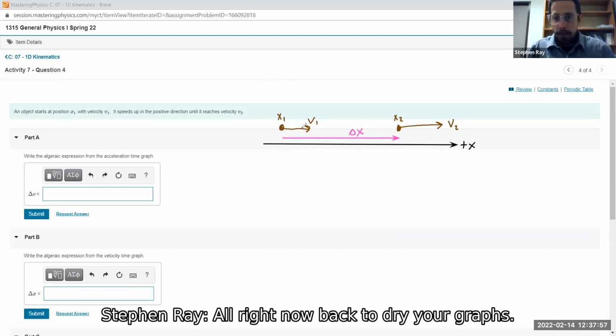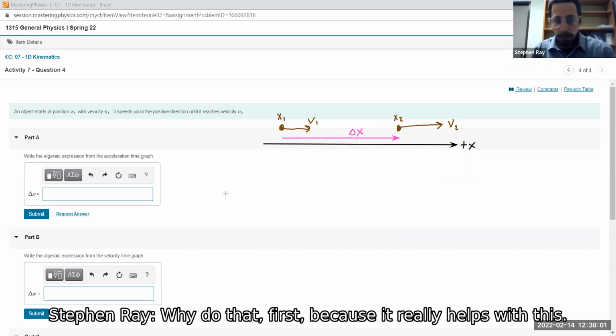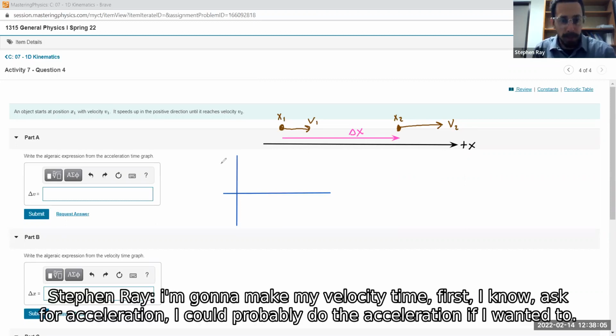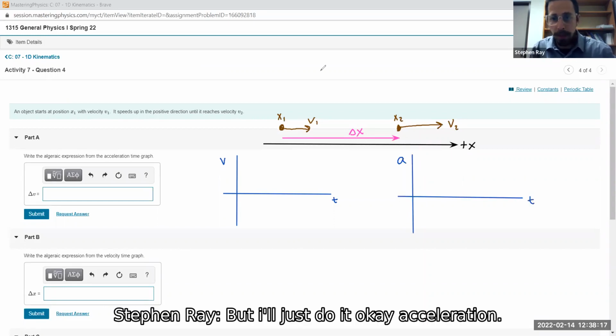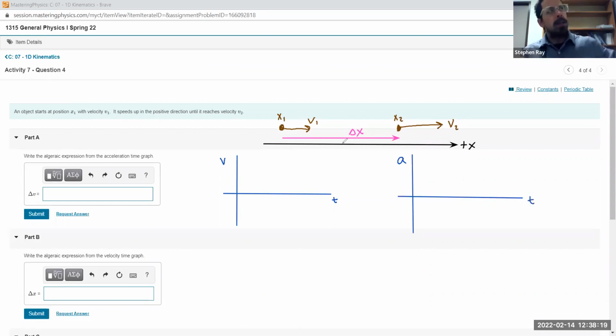All right, now back to drawing our graphs. Why do that first? Because it really helps with this. I'm going to make my velocity time graph first. I know it asks for acceleration. I could probably do the acceleration if I wanted to, but I'll just do it. Okay, acceleration.